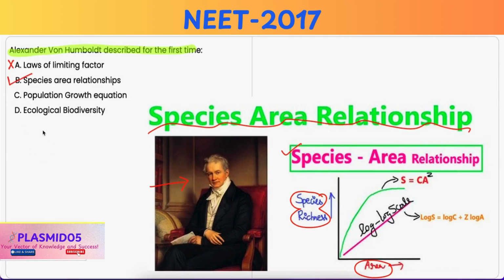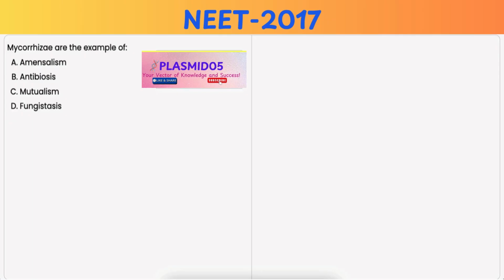Option C, population growth equation. It is also incorrect because this equation was developed by Thomas Malthus. Option D, ecological biodiversity. Now, while Humboldt made some contributions to ecology, the specific term ecological diversity is not credited to him. Hence, it is incorrect.